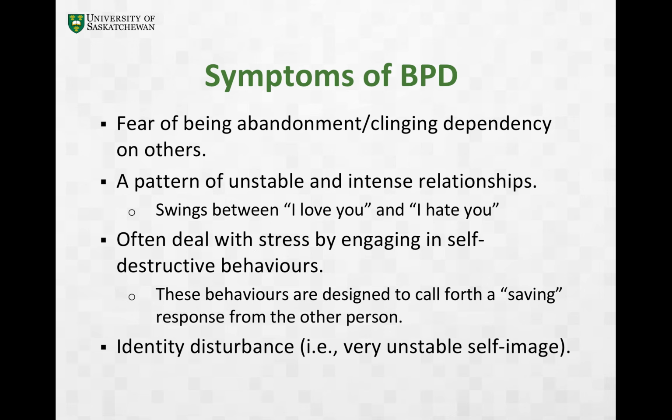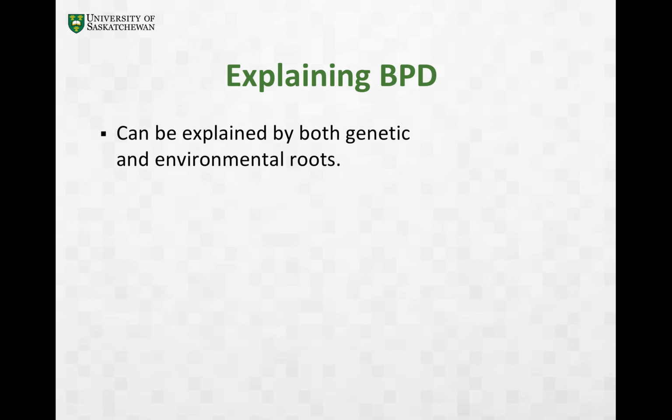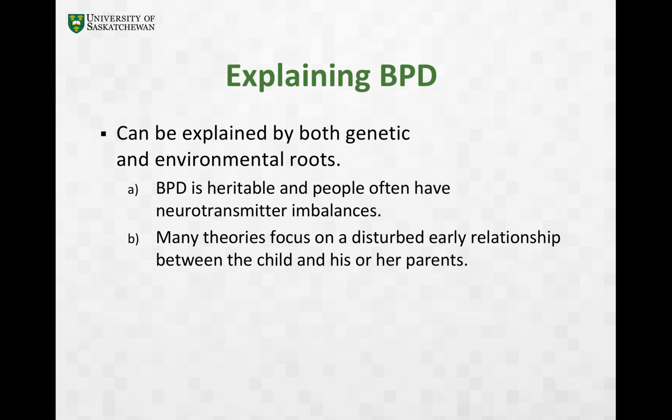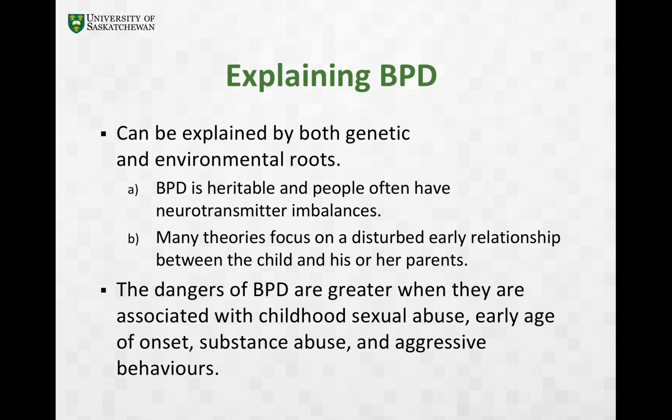For many people with BPD, they have a lot of identity disturbance. They have a very unstable self image, and they talk about having chronic feelings of emptiness or boredom. Now, BPD can be explained by both genetic and environmental roots. It is heritable, and people often have neurotransmitter imbalances. Many theories also focus on a disturbed early relationship between the child and his or her parents, that may contribute to BPD. Now, the dangers of BPD are also greater when they're associated with childhood sexual abuse, an early age of onset, substance abuse, and aggressive behaviors.